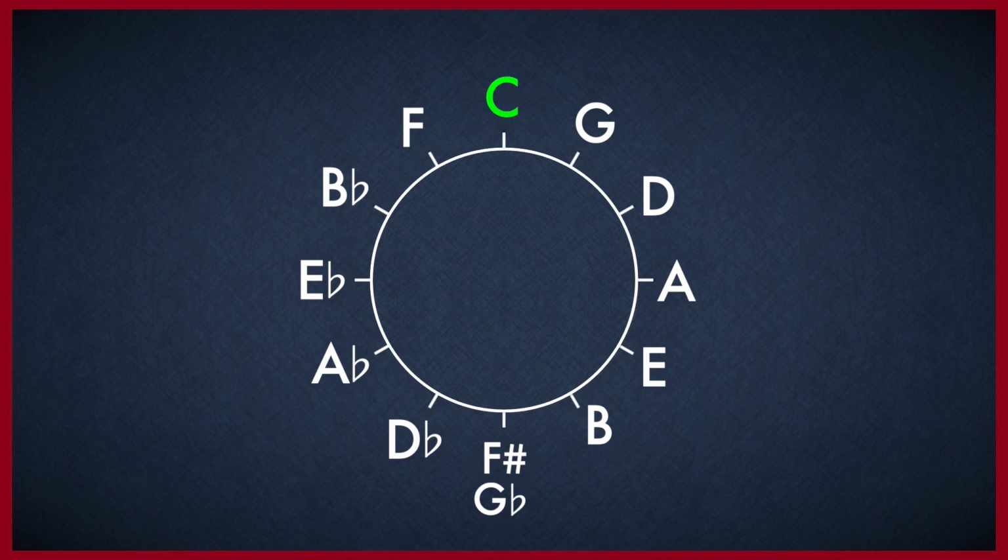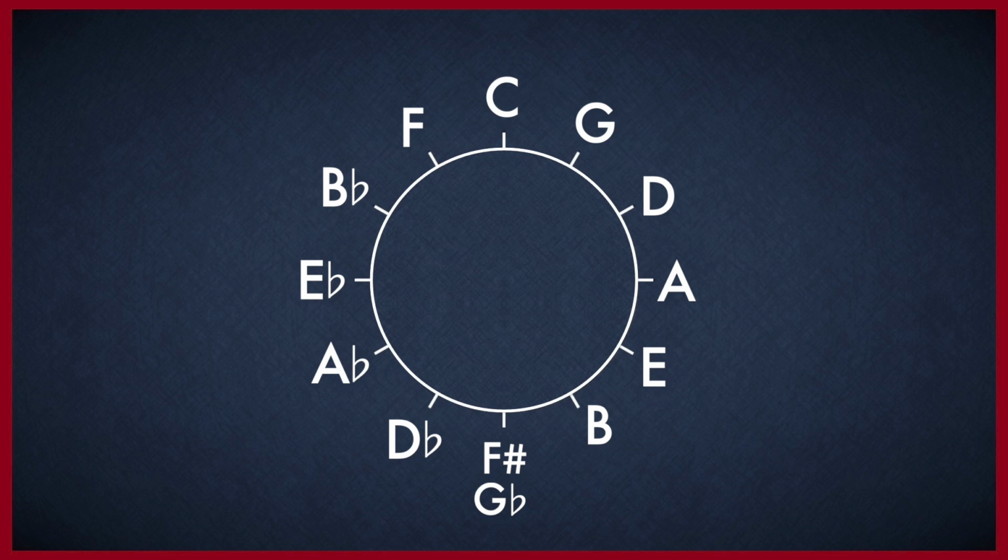So if we start with C at the top and move clockwise, G is the fifth of C, D is the fifth of G, A is the fifth of D, and so on. It's also worth noting that a fourth is the inverse of a fifth. For example, as mentioned, G is the fifth of C, but C is actually the fourth of G. So if we read anti-clockwise, we could call it the circle of fourths. And this is good to know to help memorize which notes are the fourths and fifths of one another.